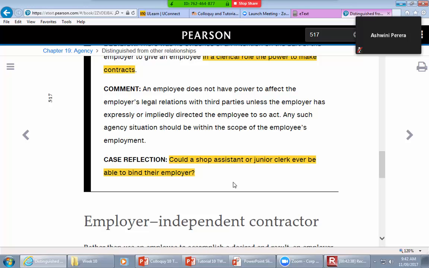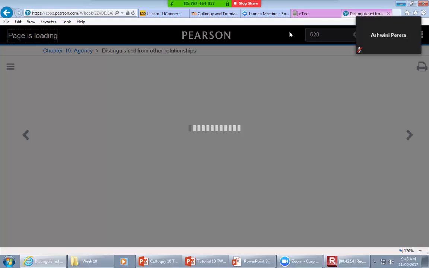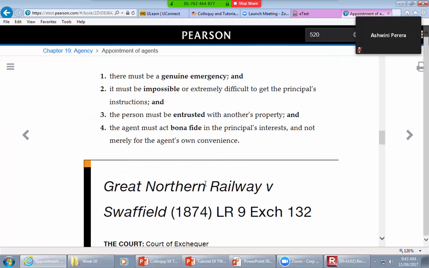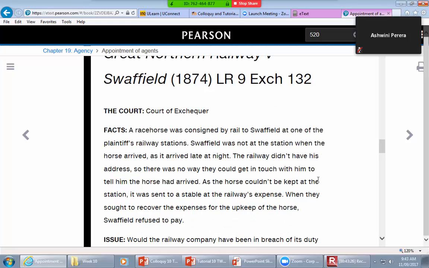Let's look at some of the ways we appoint agents. So 520. And we will look at Great Northern Railway and Swaffield, a very old English case. But it will give us an idea of when there is a creation of authority through necessity. So, a racehorse was consigned by rail to Swaffield at one of the plaintiff's railway stations. So they sent this horse through rail to that railway station.